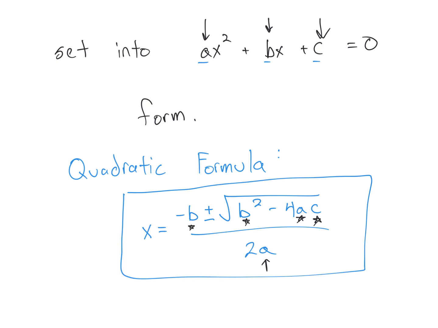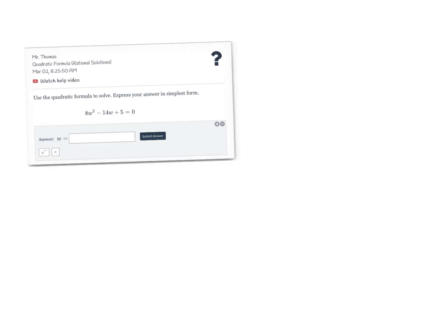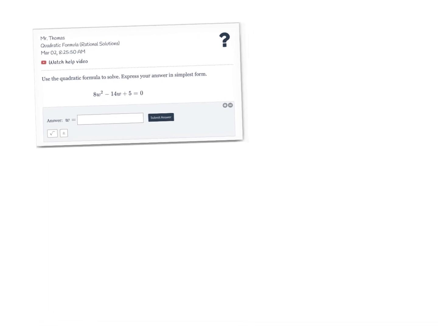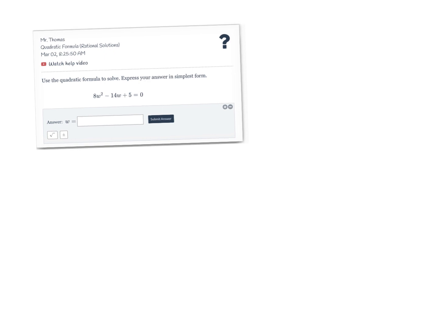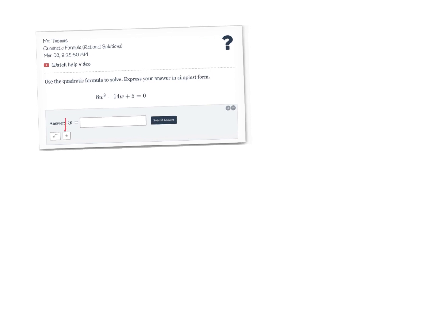This quadratic formula: x equals negative b plus or minus the square root of b squared minus 4ac, all over 2a. Let's break it down. In this example, we've been asked to use the quadratic formula to solve. The w is what we're trying to find. What does w equal? We're not using x, but don't let that mess you up.